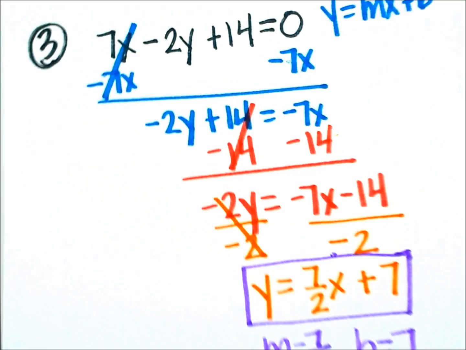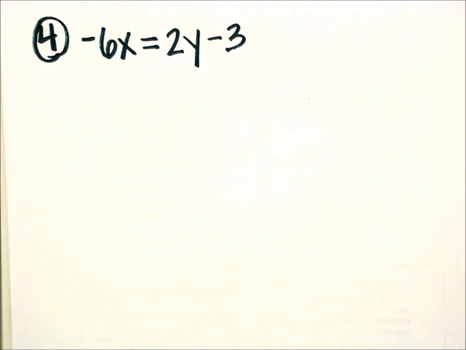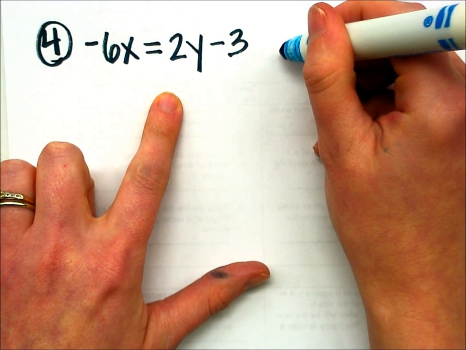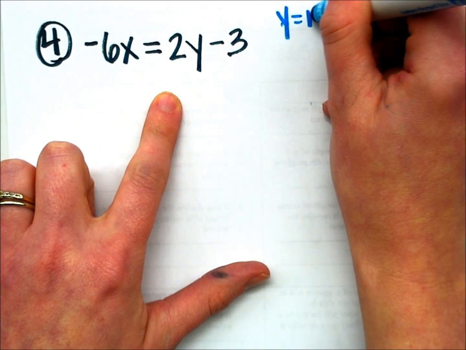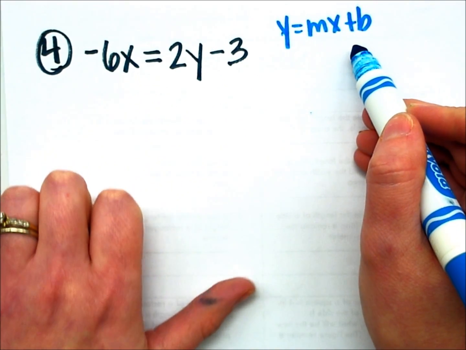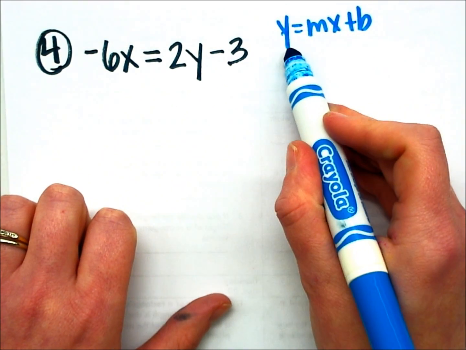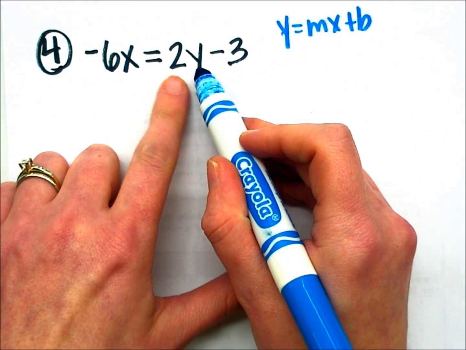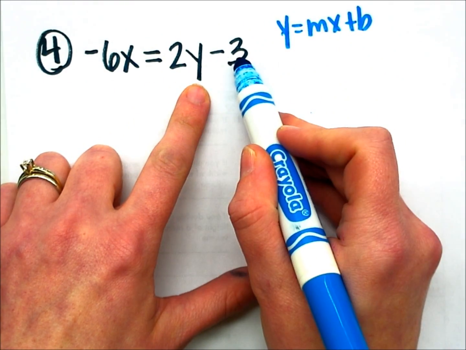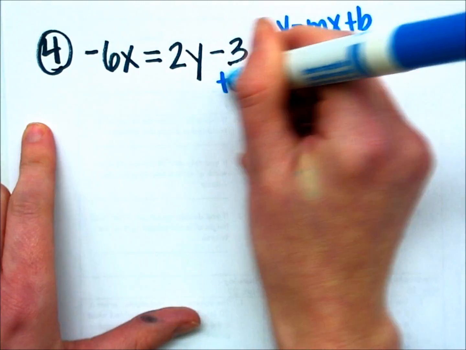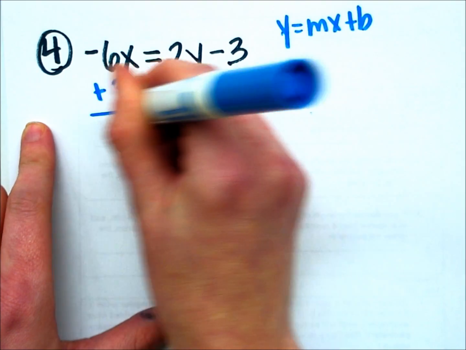Let's go again. Last example. Here we have the equation negative 6x equals 2y minus 3. As a reminder, I'm going to write slope-intercept form up here at the top of my paper. Trying to get y alone, the first thing that I notice is that over here with the y is the 3. So I'm going to get rid of that 3. I'm going to add 3 to both sides of the equation.